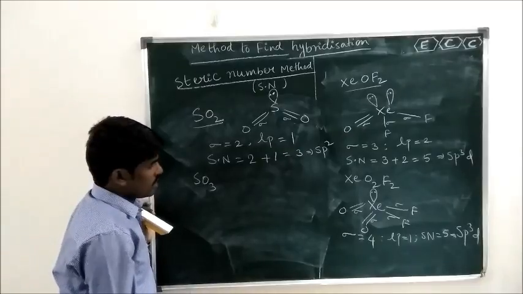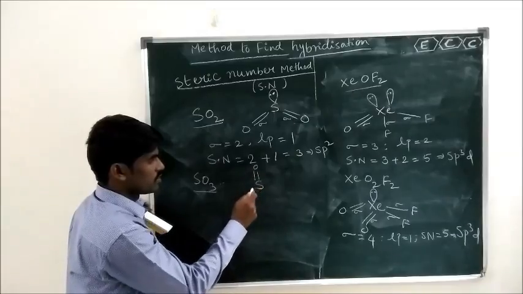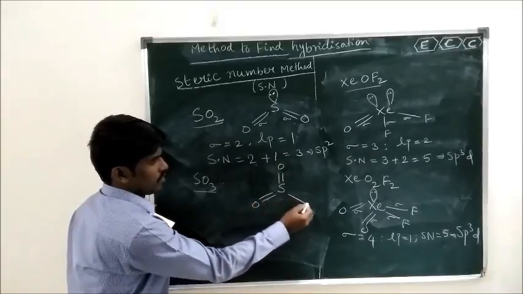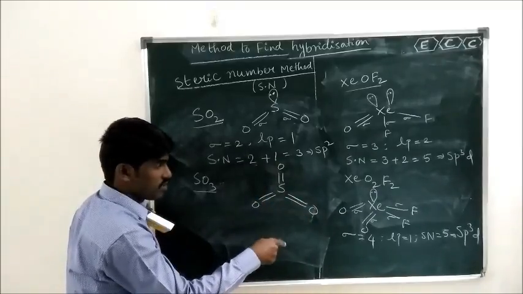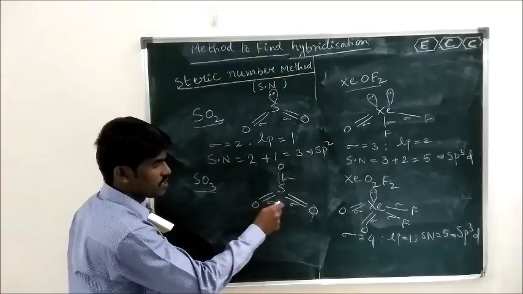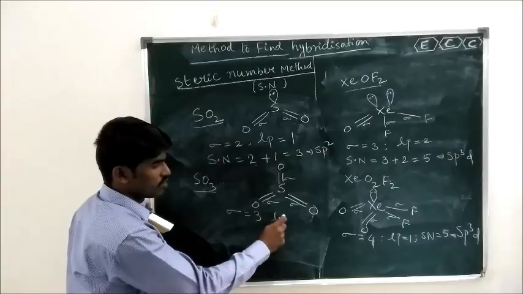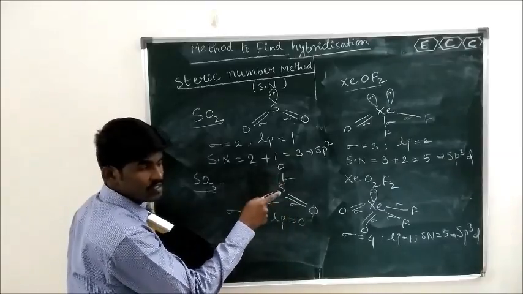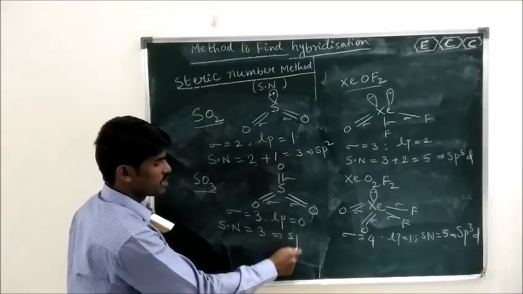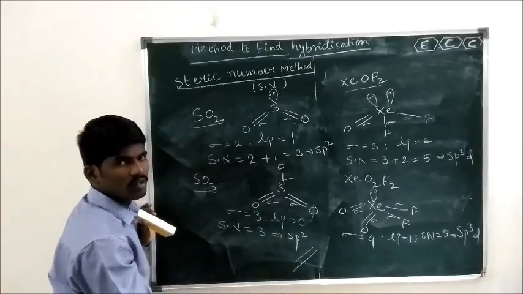Now if we take one more example, sulfur trioxide. Sulfur trioxide, how do you take here? Sulfur can form 6 bonds. All valence electrons of sulfur are utilized to form bonds. So sigma, sigma, sigma. Number of sigma bonds is equal to 3. Lone pairs are equal to 0. All electrons have been utilized. So steric number is equal to 3 plus 0. Steric number is 3. Hybridization is sp2 hybridization. So this is the way how to calculate hybridization.